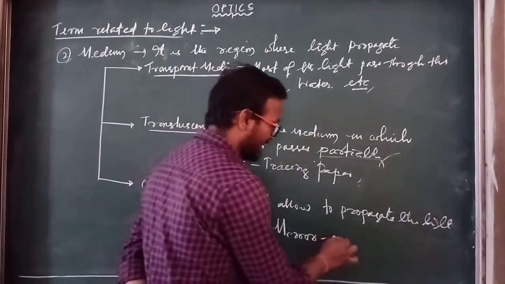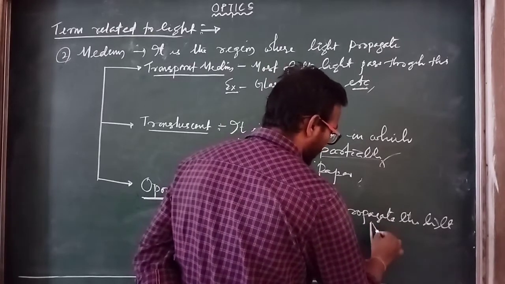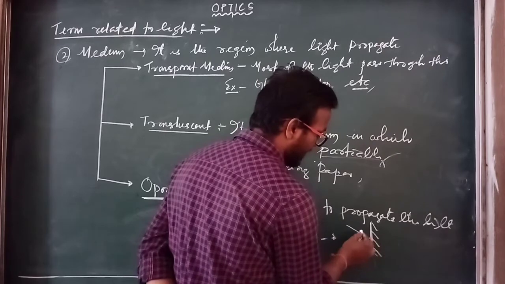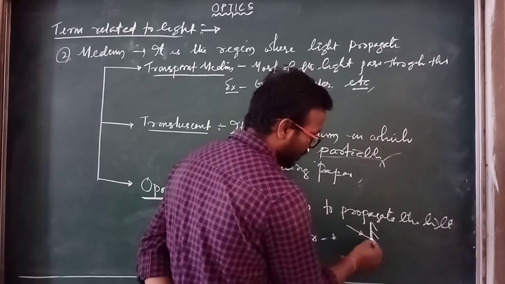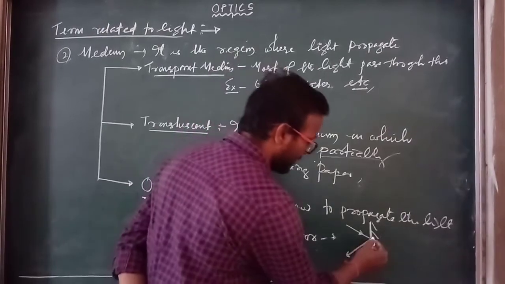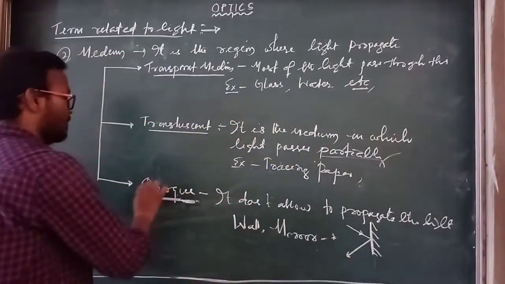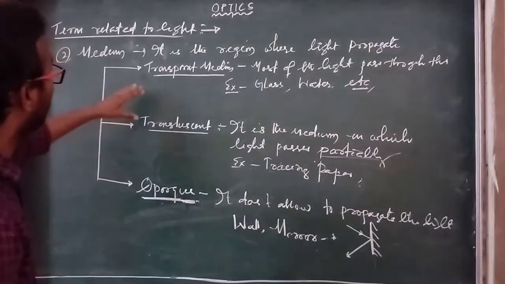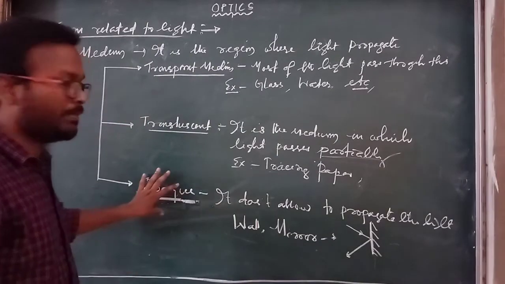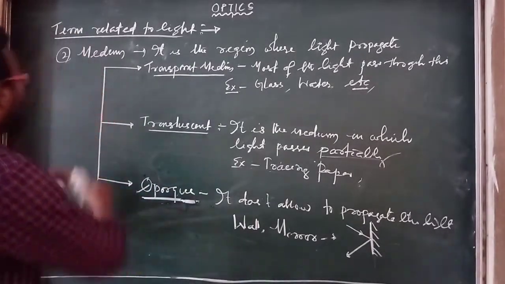Why? If you take the example of a mirror, we already know that one side of the mirror is silver coated, and if we send a ray in this direction, then this ray will reflect back to its original medium. Clear? So the light does not travel in this direction, and this medium is known as opaque medium. So these are the examples of transparent medium, translucent medium, and opaque medium. Next we will come across what is a ray.